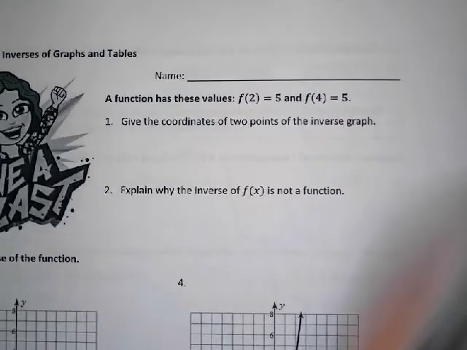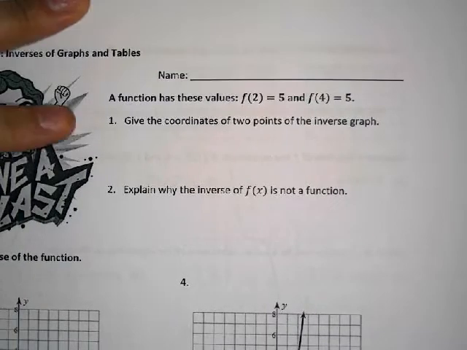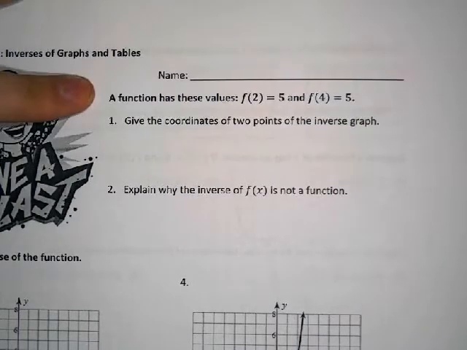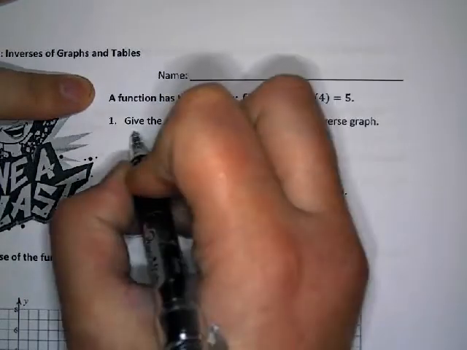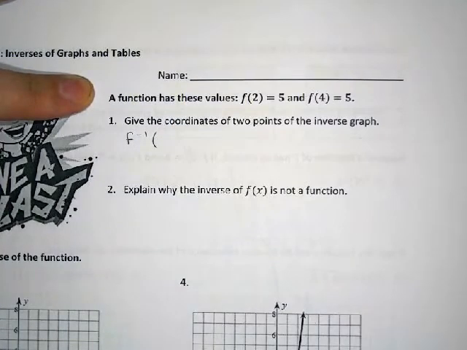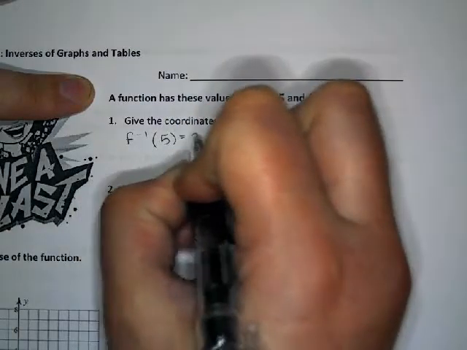Give the coordinates of 2 points of the inverse graph. We're going to write it in inverse notation. So f inverse of 5 equals 2, and f inverse of 5 equals 4.